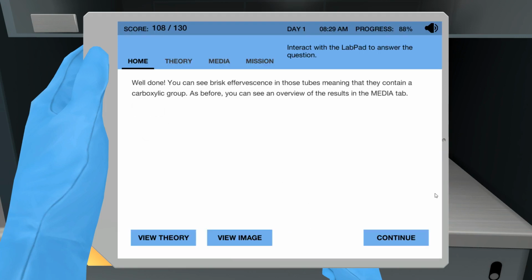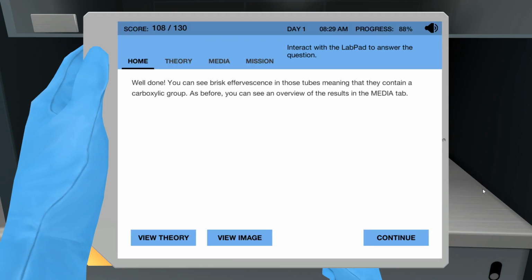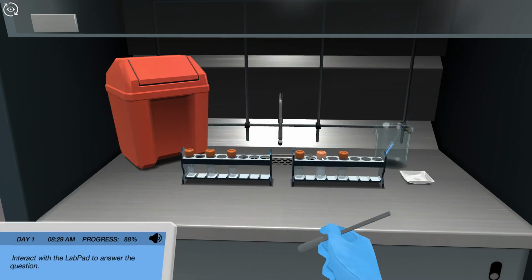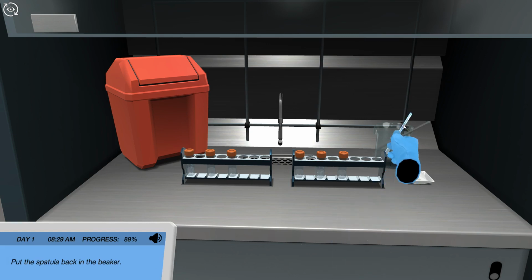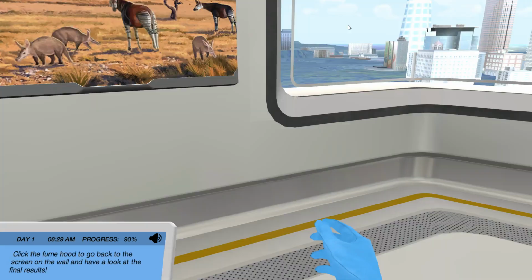Well done. You can see brisk effervescence in those tubes, meaning that they contain a carboxylic group. As before, you can see an overview of the results in the Media tab. Put the spatula back in the beaker. Click the FUMA to go back to the screen on the wall and have a look at the final results.